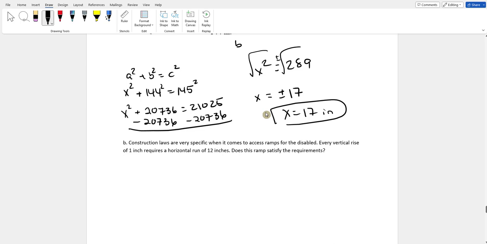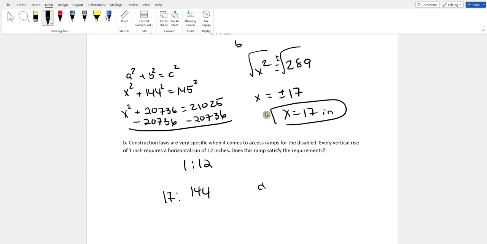Construction laws are very specific when it comes to access ramps for the disabled. Every vertical rise of 1 inch equals a horizontal run of 12 inches. So the ratio would be 1 to 12. We want to know, does this ramp satisfy the requirements? In our case, our ramp, the vertical is 17 to every 144.